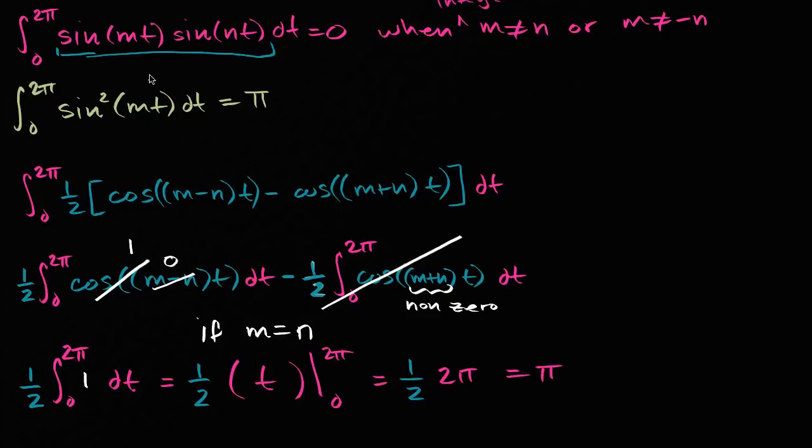which of course is just going to be equal to pi. So we just said, look, when m is equal to n, well, the magenta expression is the same thing as what I wrote in green. And so when m is equal to n, that integral, which is the same thing as the integral of sine squared of mt, is going to be equal to pi.